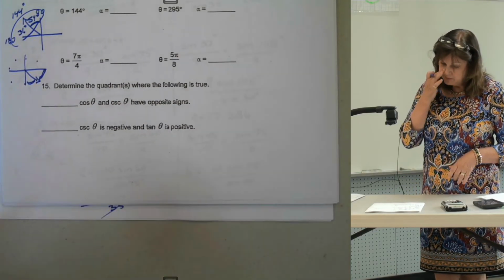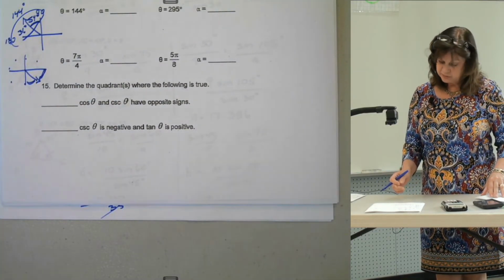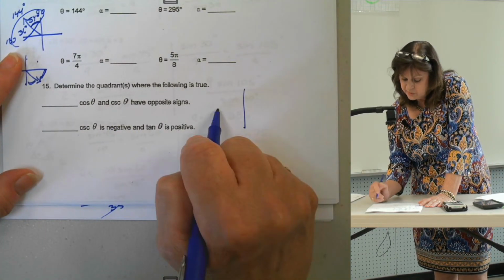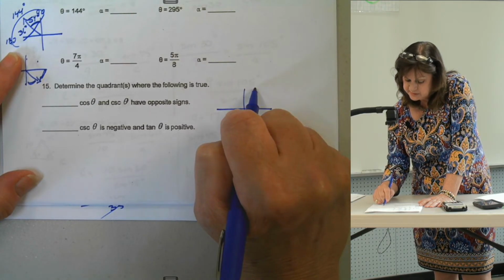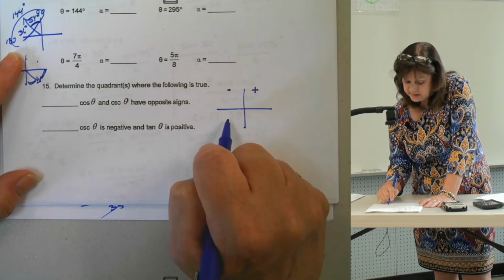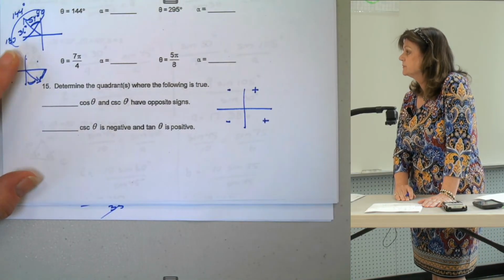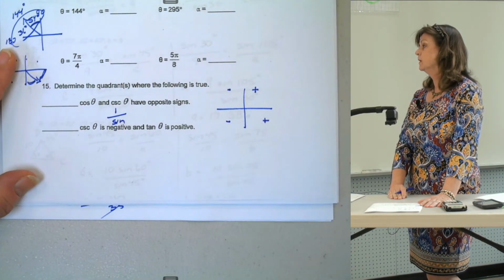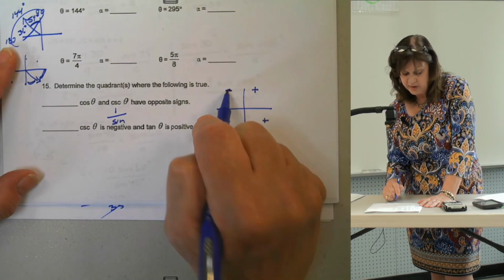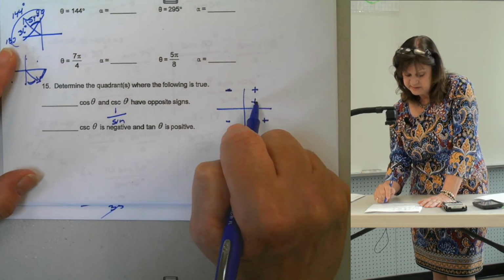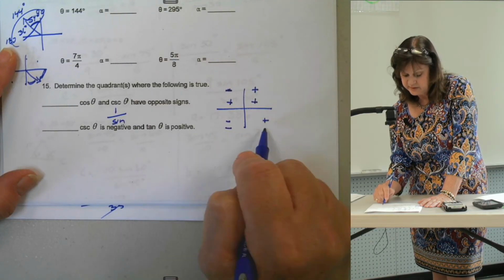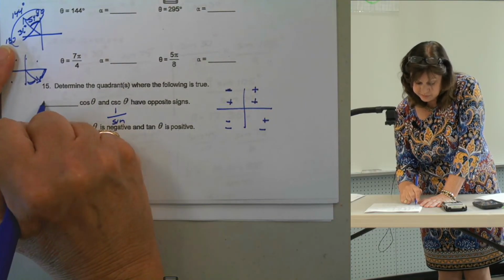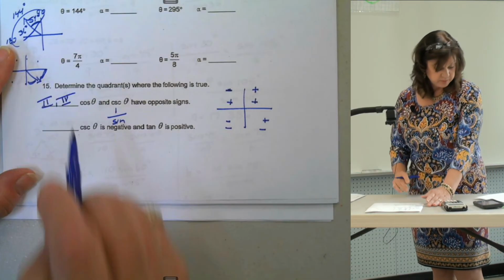And 15, determine the quadrants where the following is true or are true. Cosine and cosecant have opposite signs. So I'm going to start with cosine. And cosine is positive, negative, negative, positive. That's cosine. Now remember, cosecant is 1 over sine. So that's going to depend on my y value. And my y value is positive, positive, negative, negative. So where do we have opposite signs? Clearly in quadrants 2 and 4.